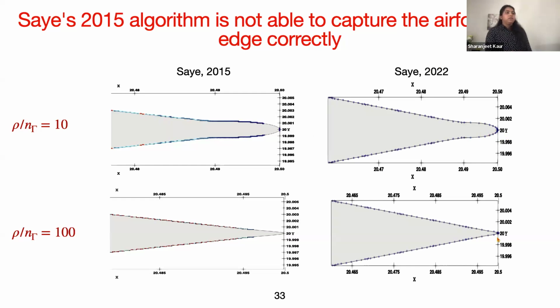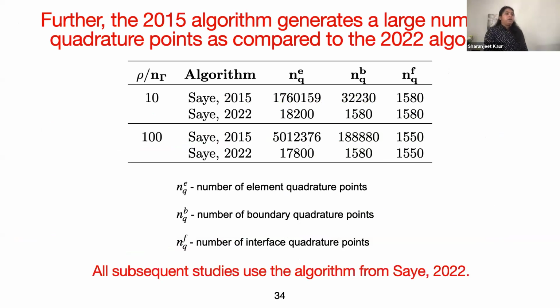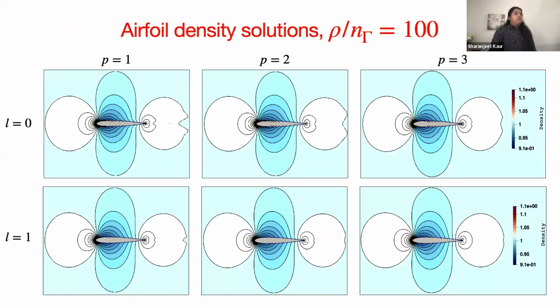And for further numerics, we can see that... one second. Okay. The number of element quadrature points is very high for the 2015 case, and also the number of boundary quadrature points. So that's why we plan to only use the 2022 method for further solutions on the airfoil. So here is an example of an airfoil density solution for rho by n gamma equal to 100.